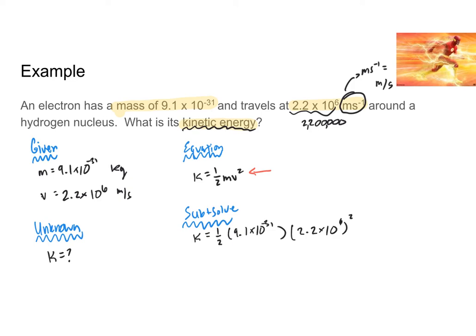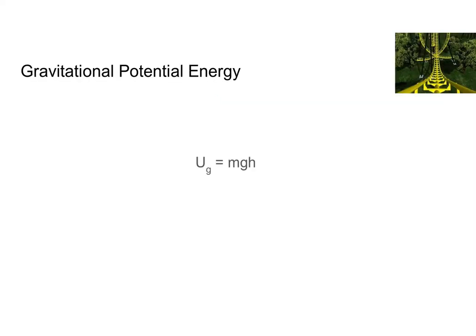And when I put it in the calculator, what I should get is that my kinetic energy is equal to 2.2 times 10 to the -19th joules. So there you go. That is one example of how we calculate kinetic energy. Now let's take a look at a second type of energy, and that is our gravitational potential energy.